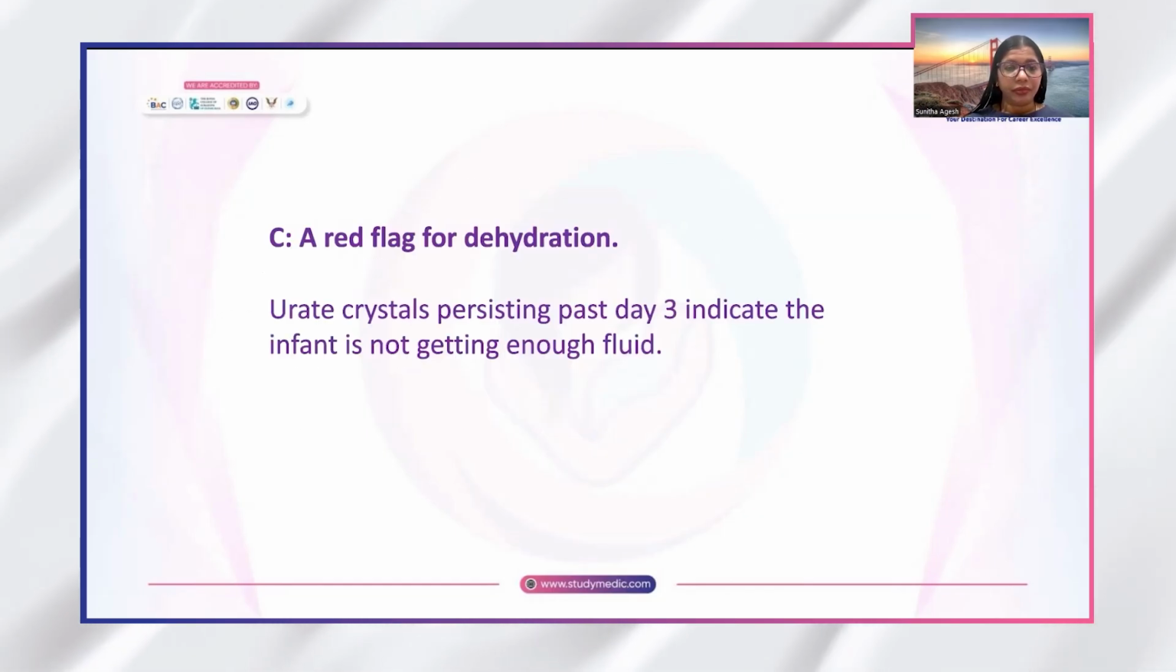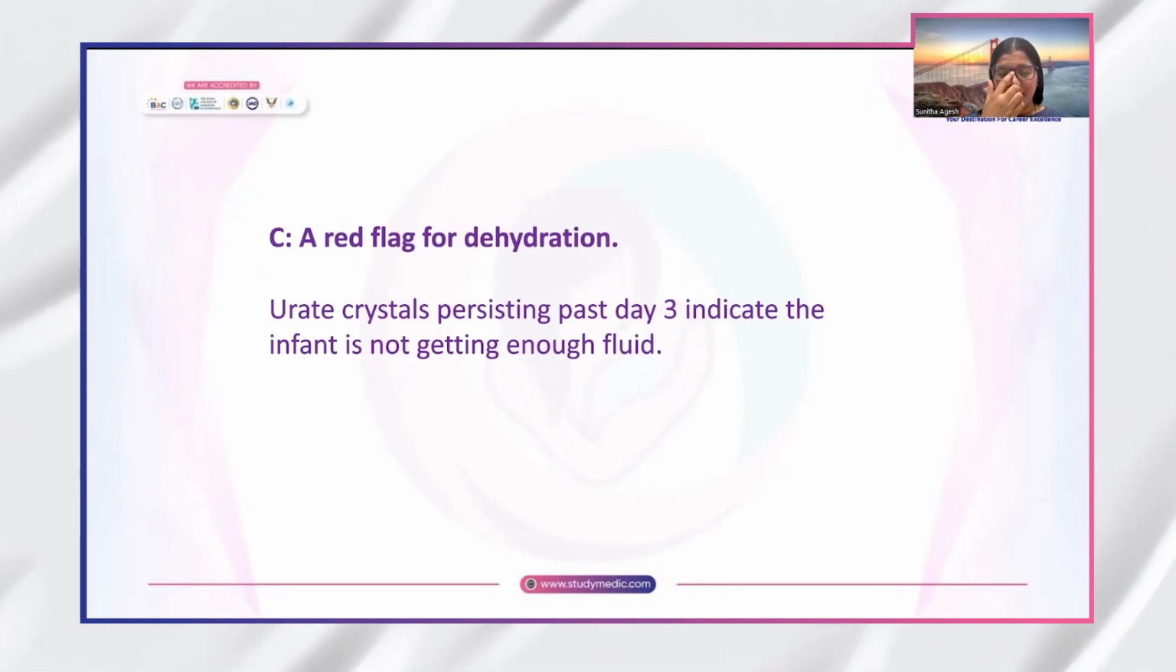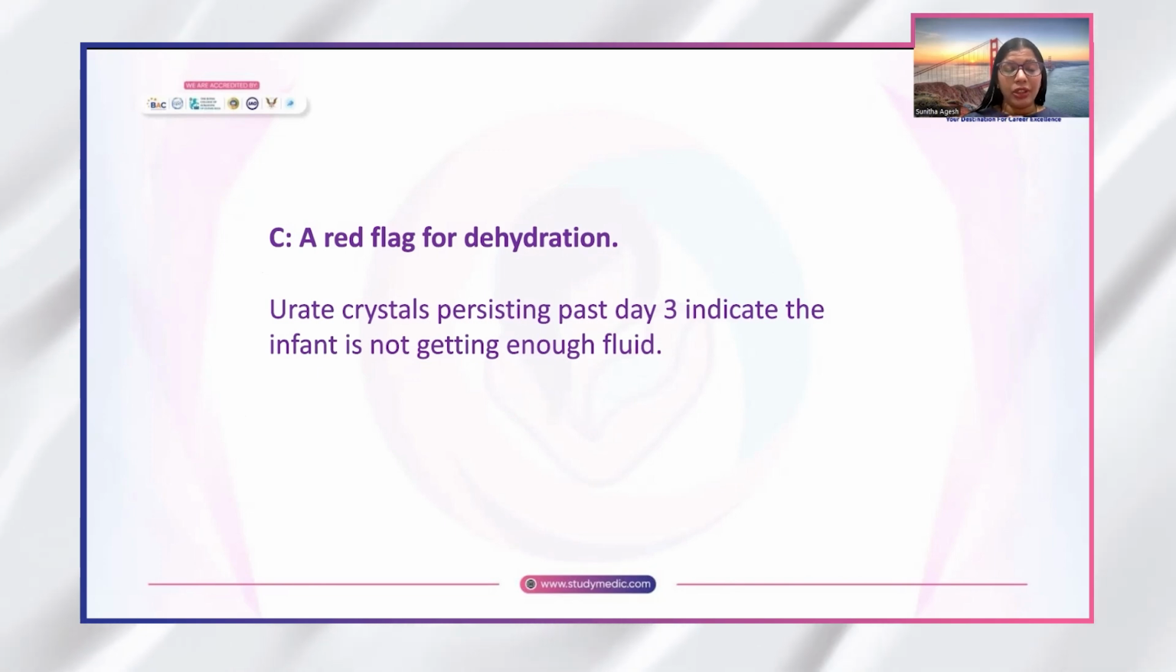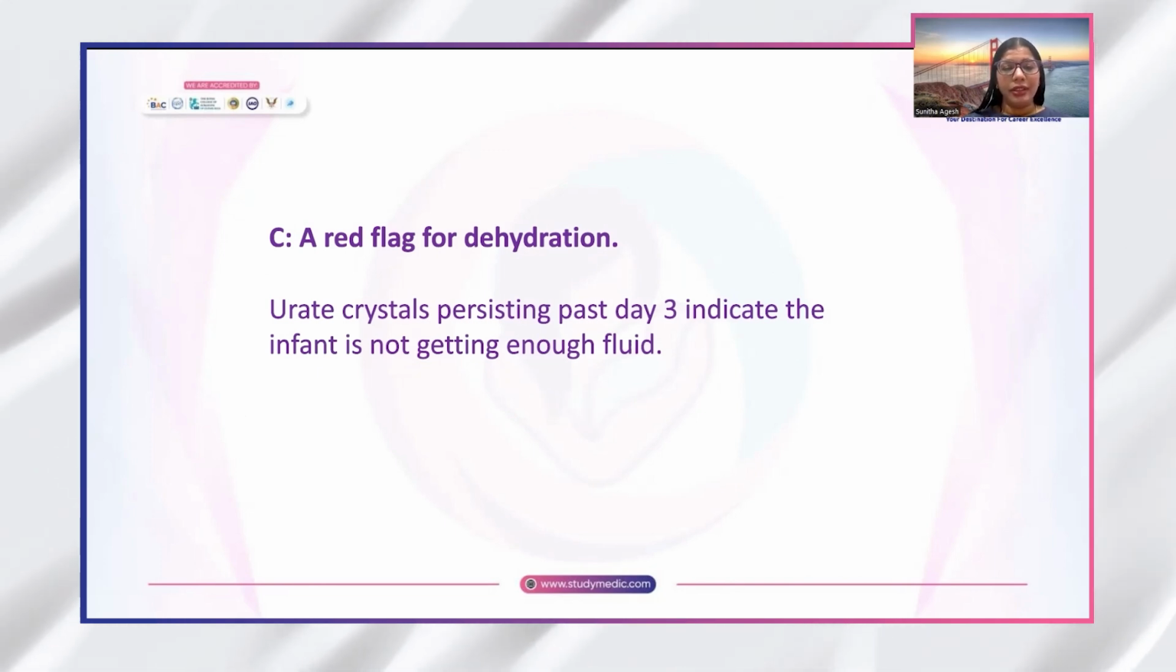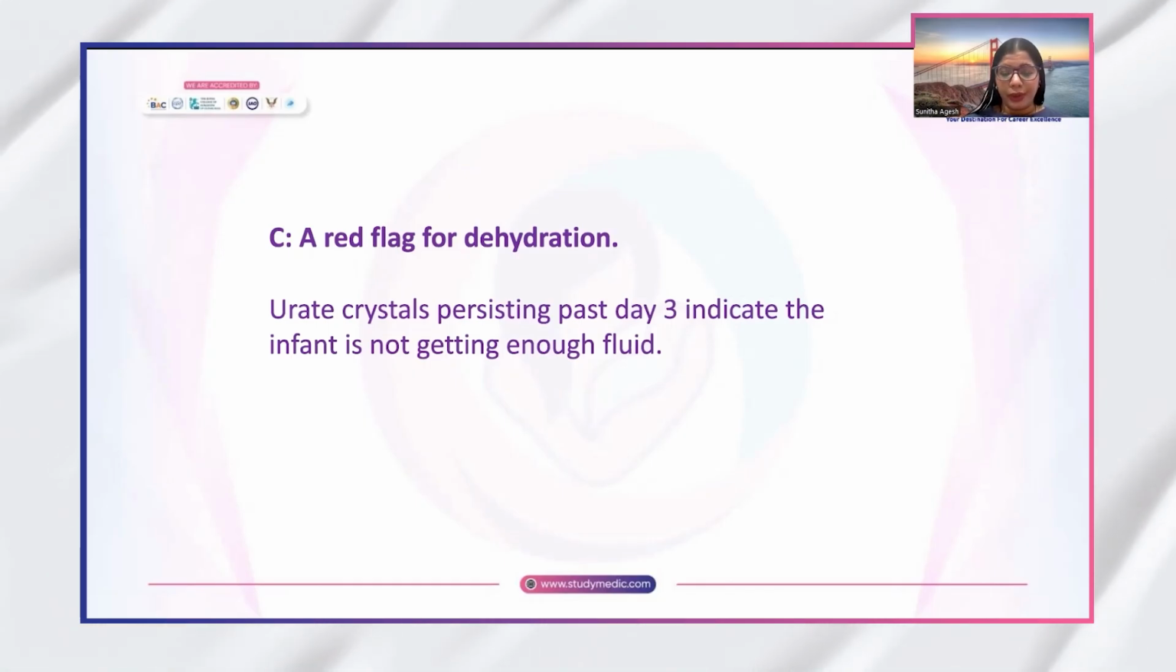What's the answer? A red flag for dehydration, because it's already 4 days. In this period, if the baby has this, the baby is not receiving adequate milk transfer. That is the one. If it is past 1 or 2 days, it's acceptable, because the baby is still before lactogenesis 2 has started. But here, if there are still urate crystals, the baby should be referred to the pediatrician, and we need to check the milk transfer.